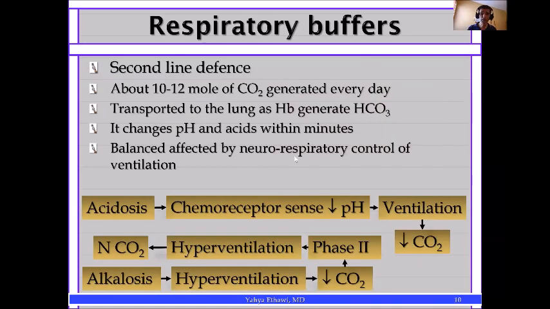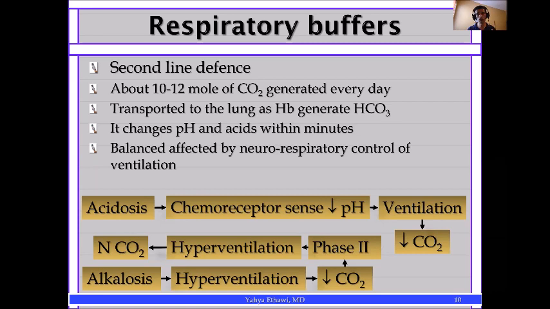The respiratory buffer on the other side is the second line of defense. Every day the body can generate about 10 to 20 mole of CO2, and this CO2 should be removed. From the production of CO2 in the cell, to reach the lung, it's being carried by the hemoglobin. And the hemoglobin that carries CO2, we call it carboxyhemoglobin.